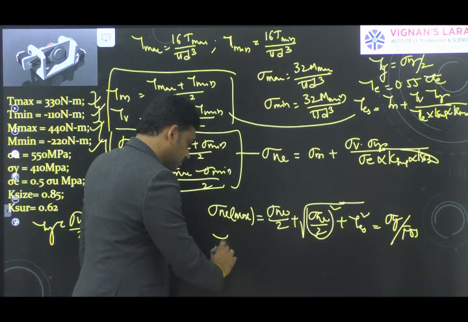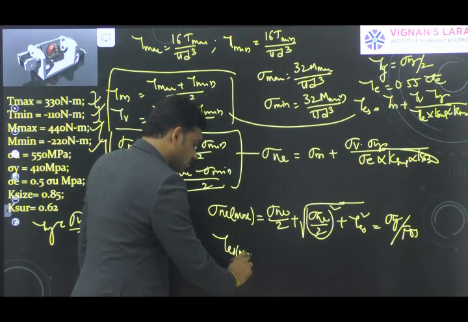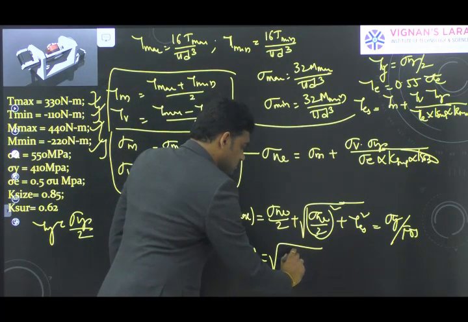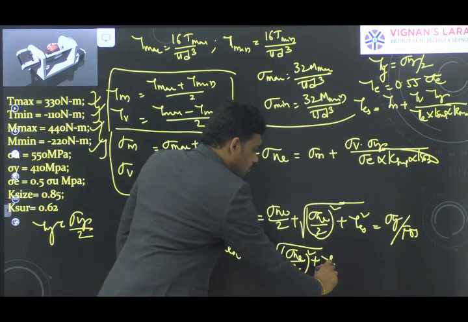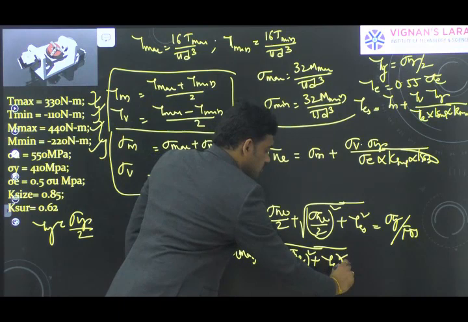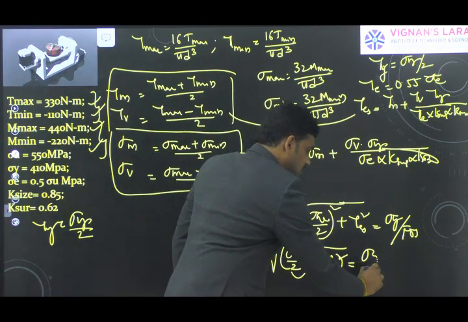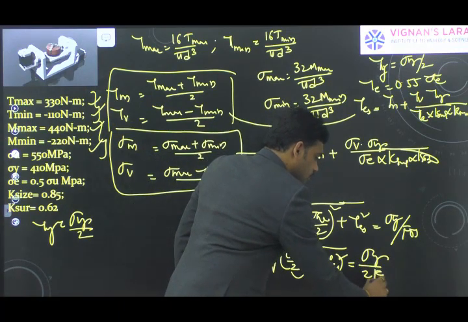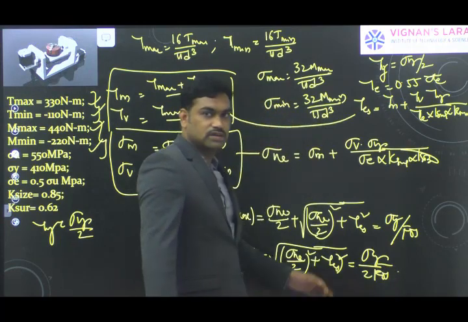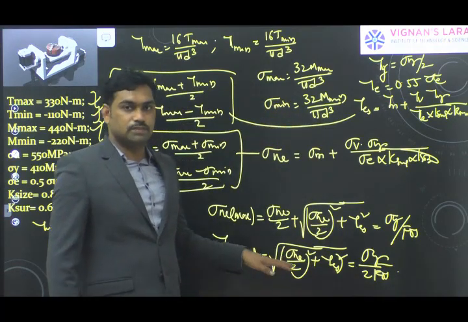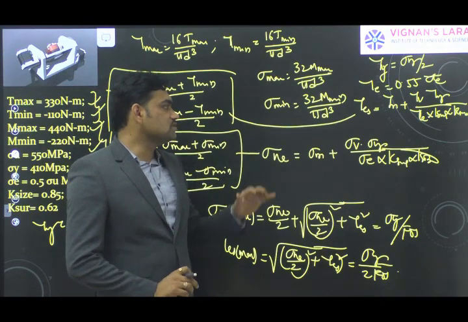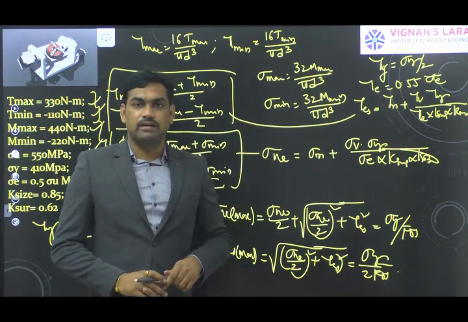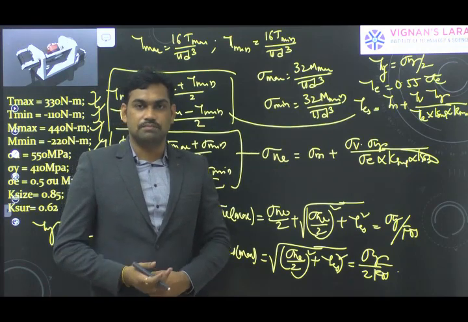Similarly, you can also find the maximum equivalent shear stress, tau es max, using the relation root of sigma ne by 2 whole square plus tau es whole square. This can be equated to sigma y by 2 into FOS. So using the maximum principal stress as well as the maximum shear stress, you can find out each of the diameters. This is how we can apply the combined loading conditions in order to design machine components.